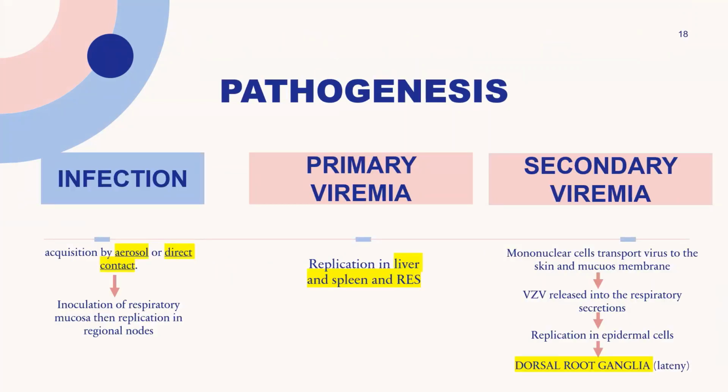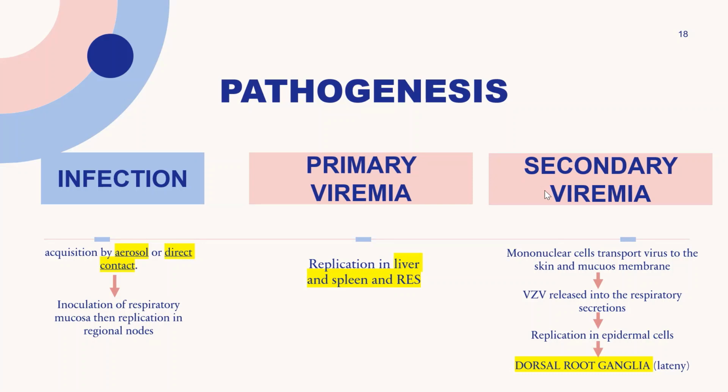For the pathogenesis, there are three stages of varicella zoster infection, namely the infection stage, the primary viremia, and the secondary viremia. In the infection stage, varicella zoster is acquired through aerosol or direct contact. So there is inoculation of the virus in the respiratory mucosa, then replication in the regional nodes. For the primary viremia, there is replication in the liver and spleen and in the reticuloendothelial system.